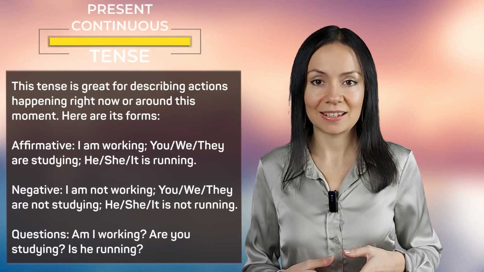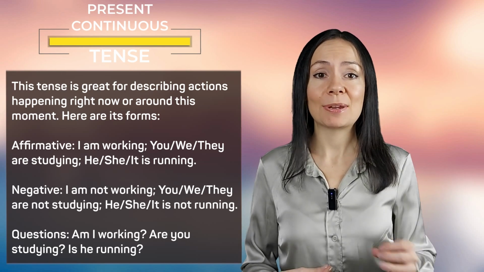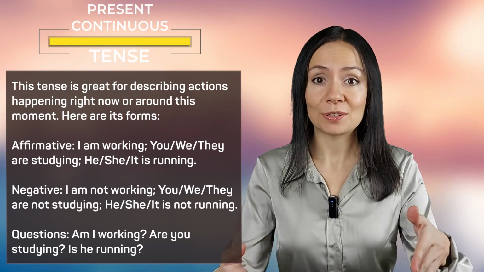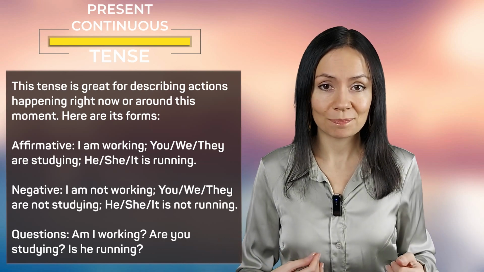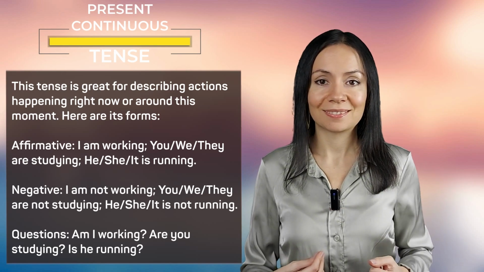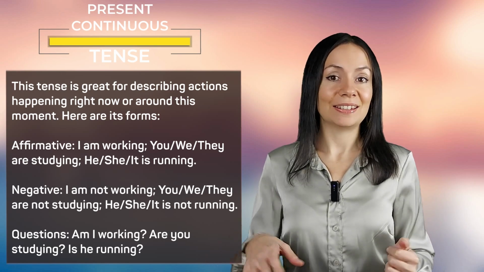That's the present simple. Next up, we have the present continuous tense. This tense is great for describing actions happening right now or around this moment. Here are its forms. Affirmative. I am working. You are studying. He is running.